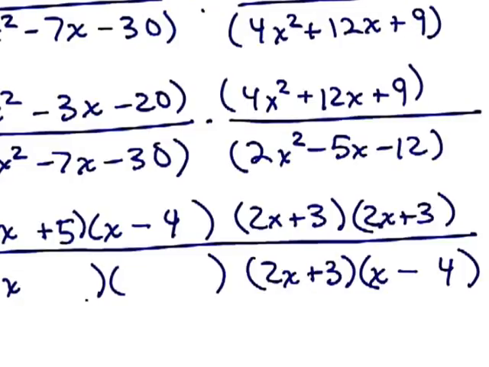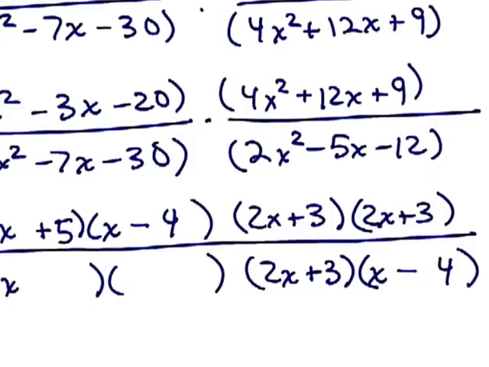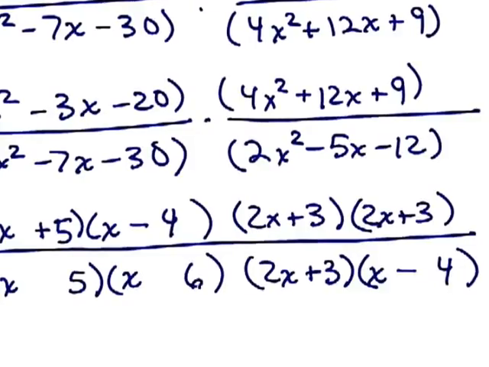Okay, so I need to get factors of 30, 6 and 5. Let's see, it's going to be 5 and 6. So we're going to have a minus. Okay. All right, now's the fun part.